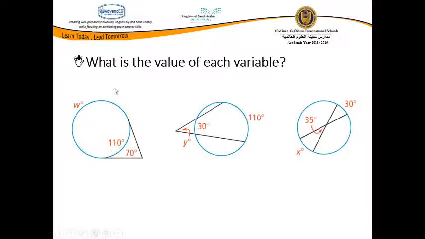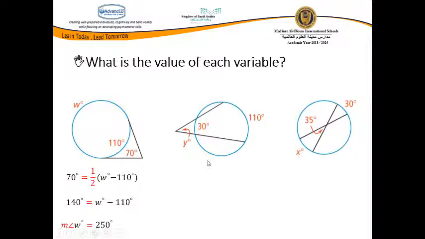Let's solve another example. What is the value of each variable? Like variable W. Here we have an angle formed by the intersection of two lines outside this circle. Applying the same idea, this angle equals half the difference of the two intercepted arcs. That means 70 equals half the difference of the intercepted arcs W and 110. By solving this equation, we multiply by 2 on both sides. Then 140 equals W minus 110. Then we get that W equals 250.